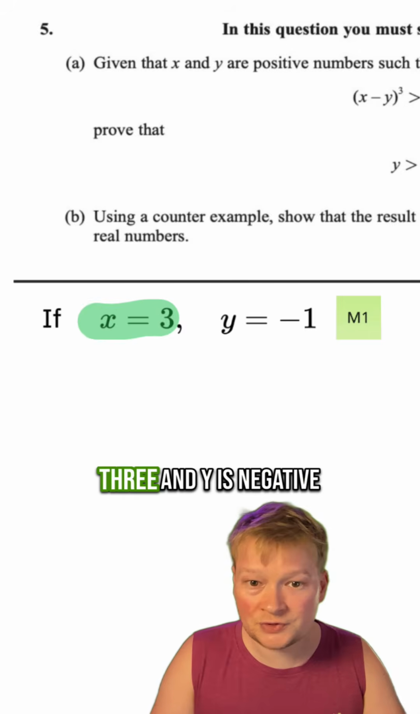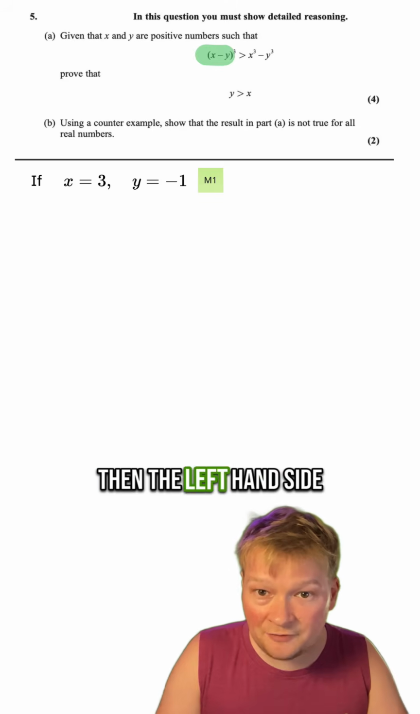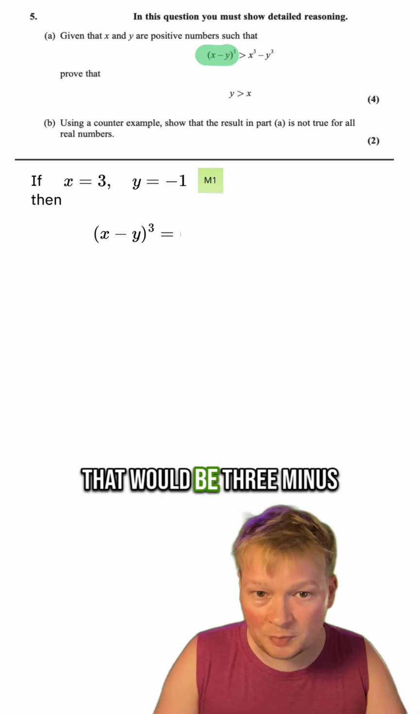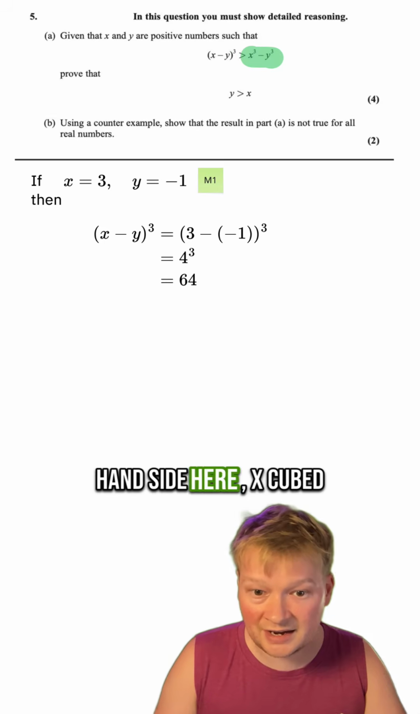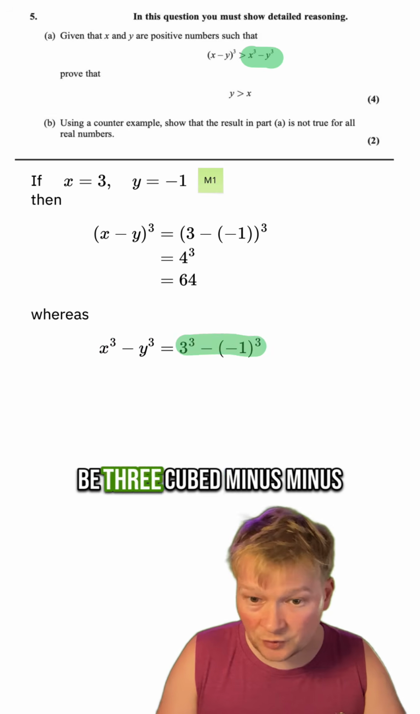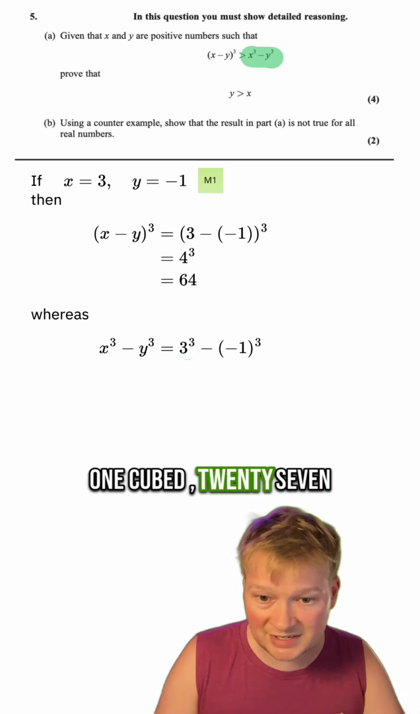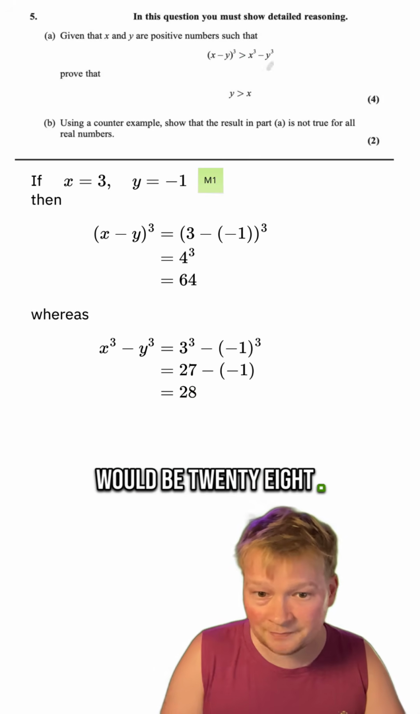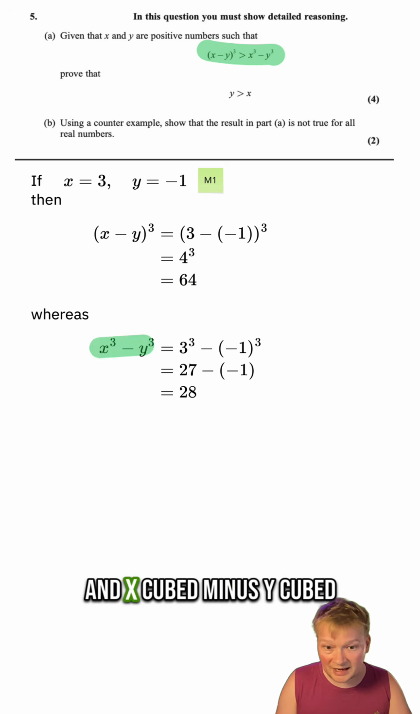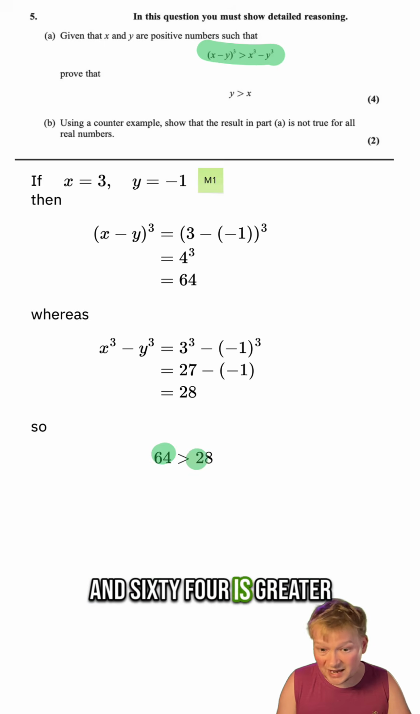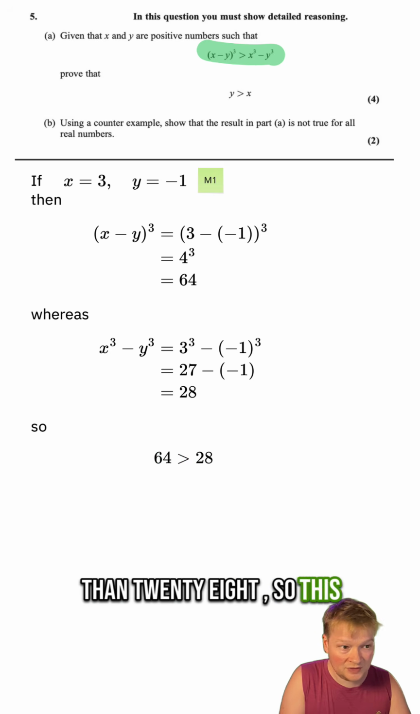How about if x equals 3 and y is negative 1? Then the left-hand side here, let's work out what that would be. That would be 3 minus minus 1 all cubed. That's 4 cubed, that's 64. The right-hand side here, x cubed minus y cubed, that would be 3 cubed minus minus 1 cubed, 27 minus minus 1, that would be 28. So the condition holds because x minus y all cubed is 64 and x cubed minus y cubed is 28, and 64 is greater than 28. So this condition does hold.